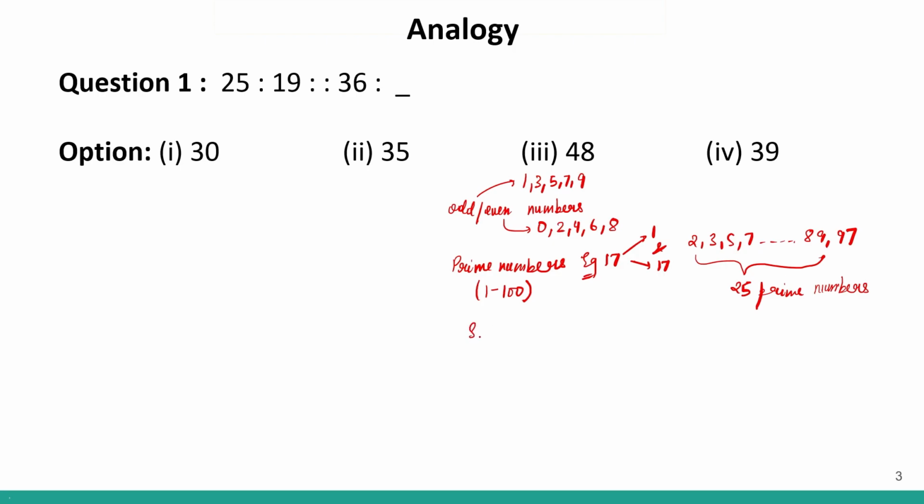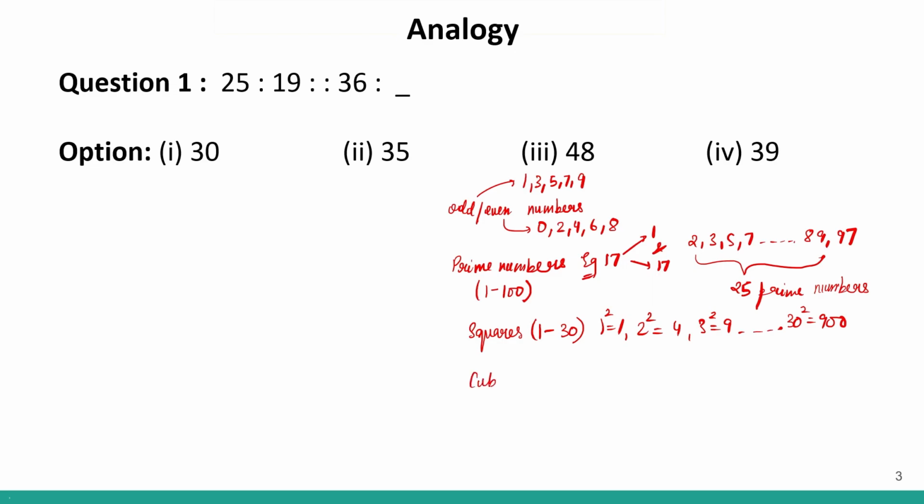Then we should know the squares of at least 1 to 30. These many squares we should know. 1 square is 1, 2 square is 4, 3 square is 9, and so on up till 30 square, which is 900. Okay, this much information we should know.